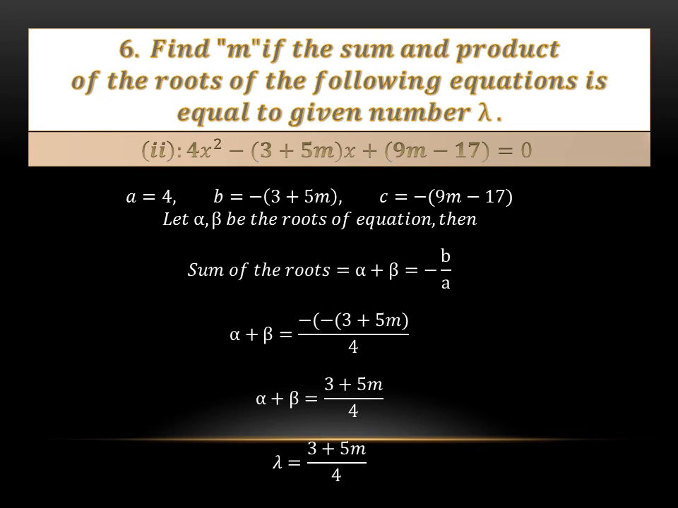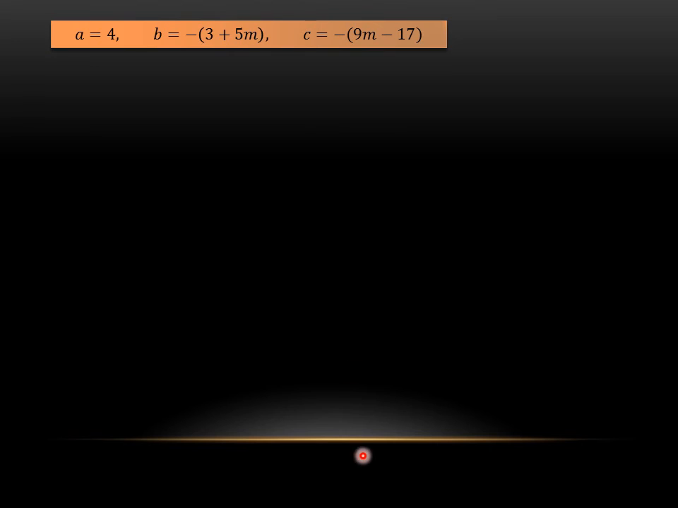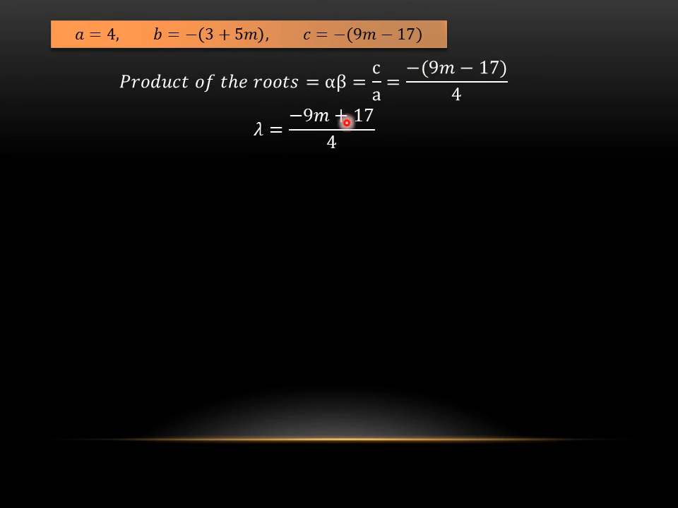Now we will find the product of the roots, and we will have the second value. The formula is c over a. Putting the values of c and a, as there is a minus sign with c, I will first open the bracket, multiplying all the terms inside the bracket with the minus sign. It will become minus 9m plus 17 over 4. And then I have replaced alpha beta with the given word lambda, because this was given in the question.